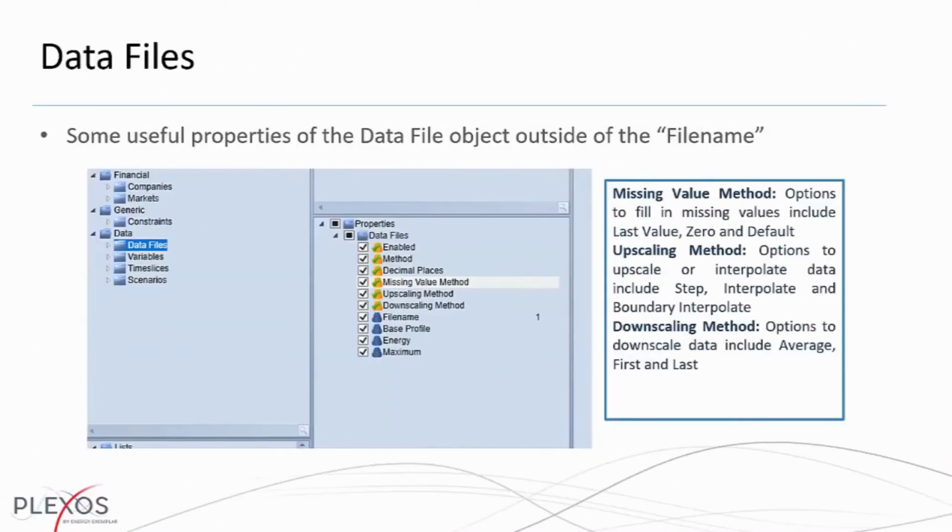There are some useful properties of the data file outside the file name. We have missing value method. Options to fill in missing values include last value, 0, or default. Upscale method: options to upscale or interpolate data include step, interpolate, and boundary interpolate. Downscaling method: options to downscale data include average, first, and last.